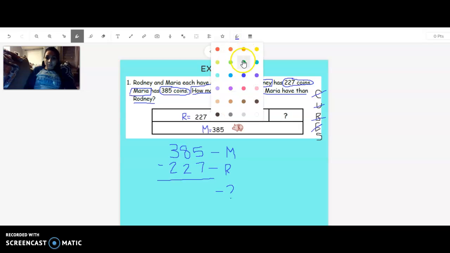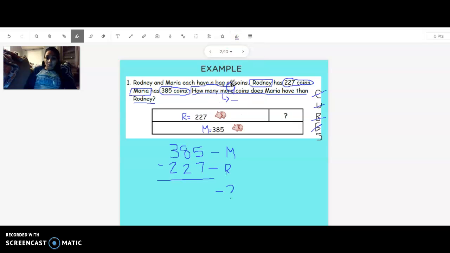From here, I'm just going to subtract as usual. So I ask myself, can I take 7 away from 5? Nope. I need to go next door. My 8 turns into a 7 because I'm going to borrow 1. I'm going to add 10 to my 5. 5 plus 10 equals 15. Now, can I do 15 minus 7? Yes, 15 minus 7 equals 8.